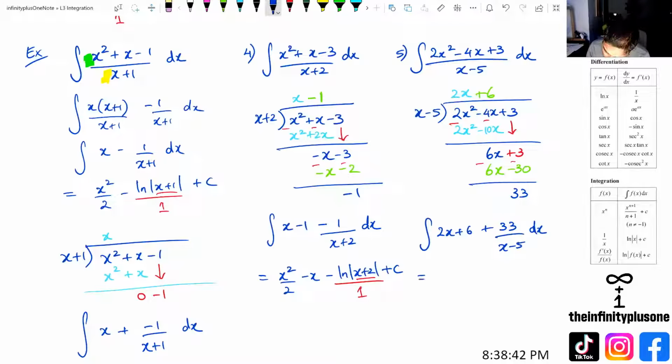So here we're going to get 2x squared over 2 plus 6x plus 33 ln of x minus 5 plus c. Now, of course, the 2 2's cancel out, which just leaves you with x squared. I think, TJ, you are on the right track for that.